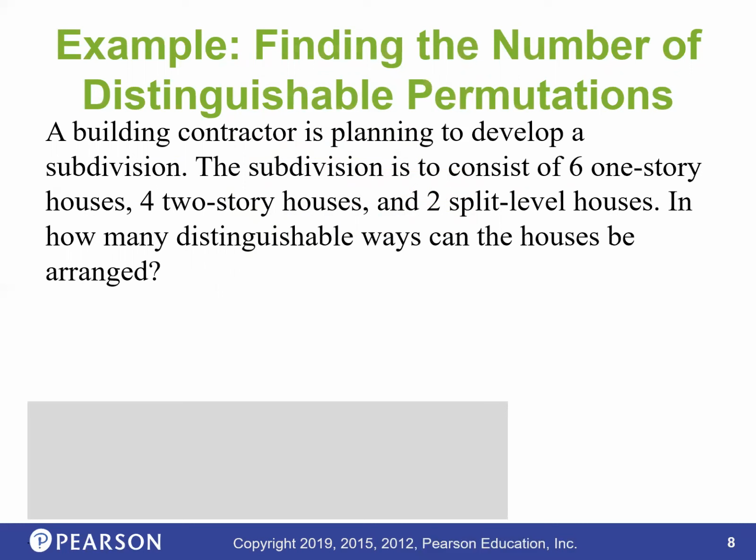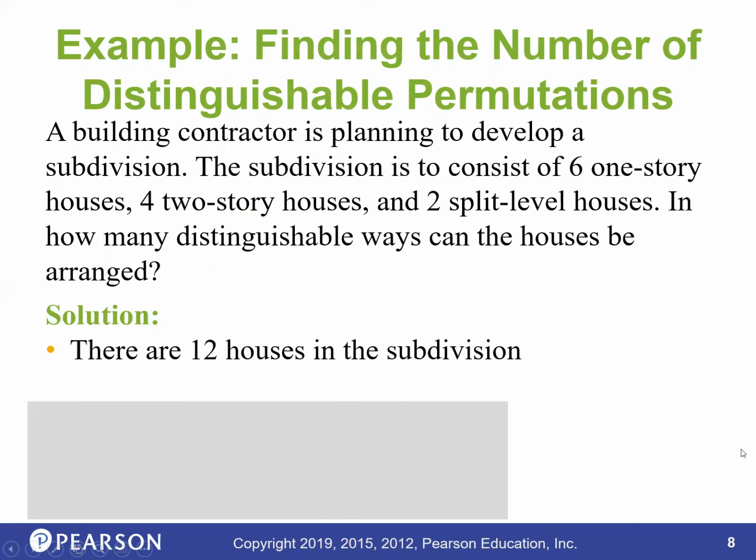It's kind of saying this: if you have the first house as a 1-story, the second house as a 2-story, and the third house as a split level, even though it's going to be the second 1-story and the first 1-story, it doesn't make sense, right? It's still going to be a 1-story in the first level. So I want to get rid of the extra permutations of those.